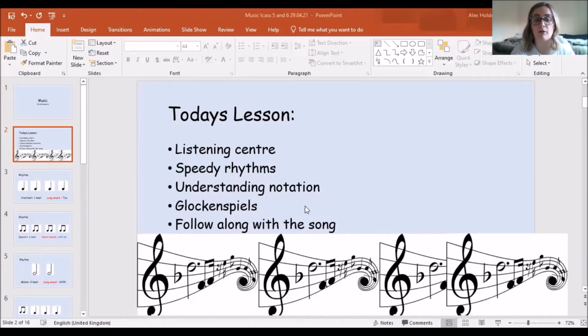Then we're going to follow along to some music. So we're going to look at the notes, think about how many beats they're worth in order to play on our glockenspiels. And we're going to play along with Charanga and follow one of their songs.